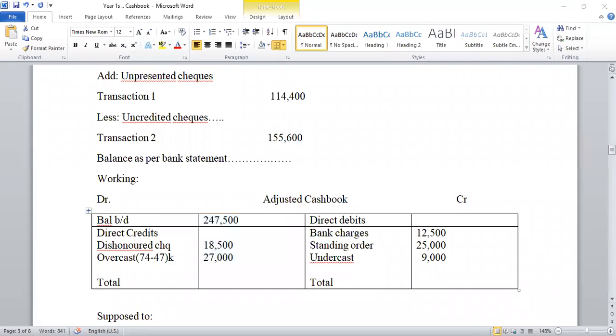If someone has a calculator, please feel free to add and confirm with me what I'm getting. Make sure that you have the same figures. Otherwise, these are the accounting entries that you do. The next thing you're doing is not really accounting, it's more of math. You add and subtract.